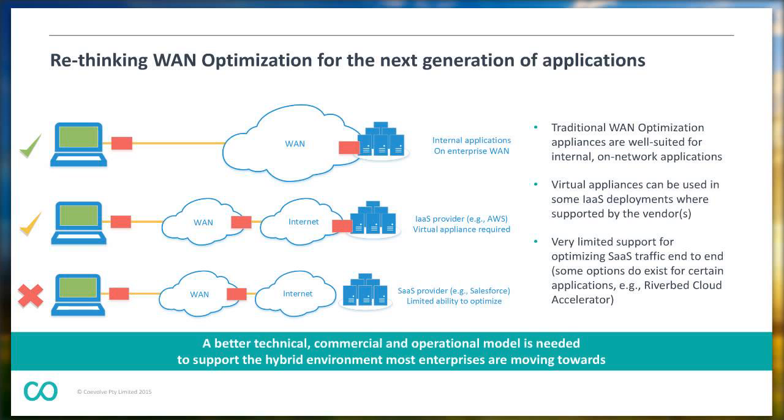Riverbed have a cloud accelerator platform where you can deploy Riverbeds at your remote sites and then take advantage of a virtual license that will accelerate Akamai and some other traffic. But it's a bit cumbersome for enterprises to take advantage of this, and it's not very widely deployed. By no means can you optimize all of your cloud-based applications in this way.